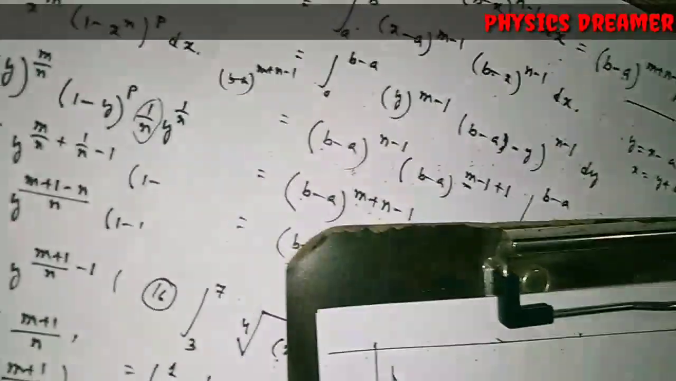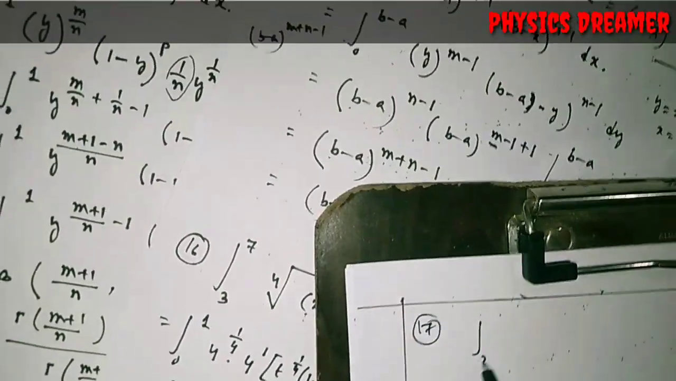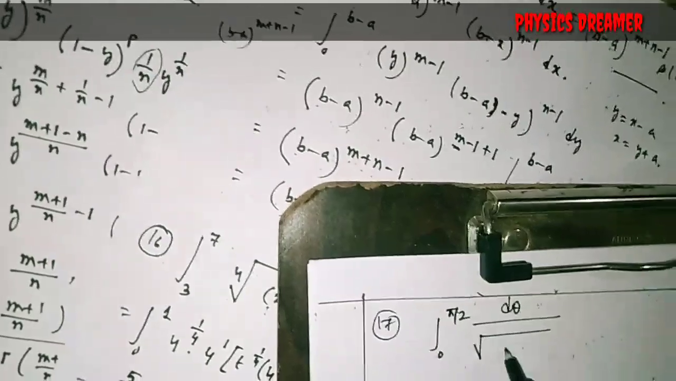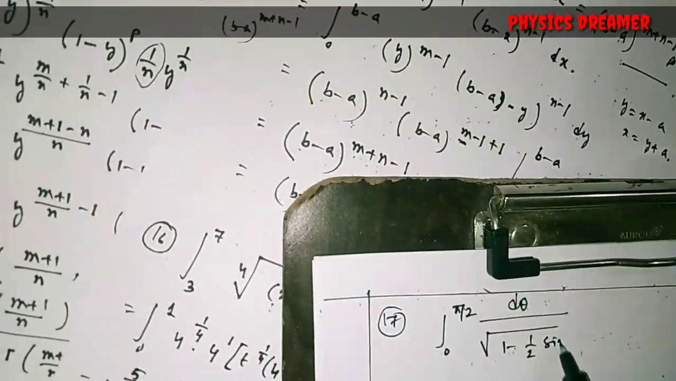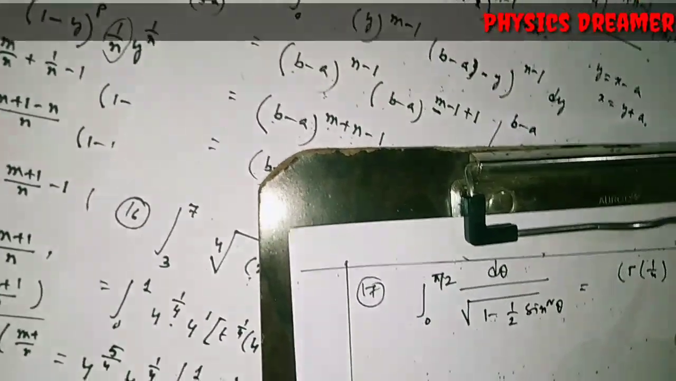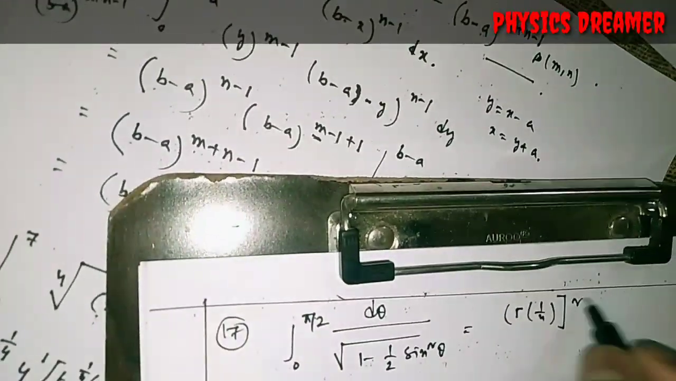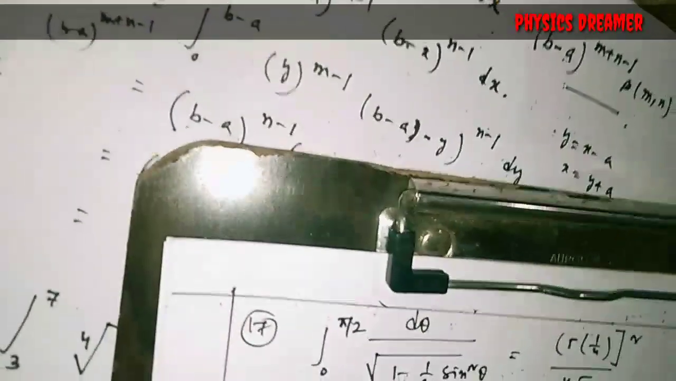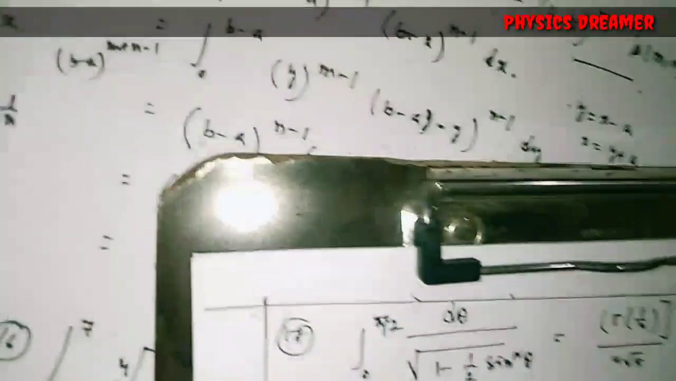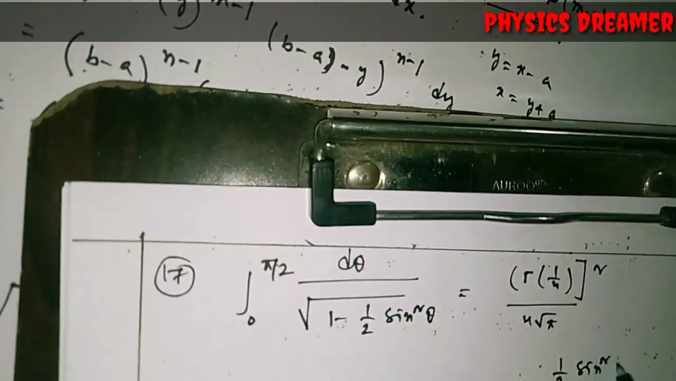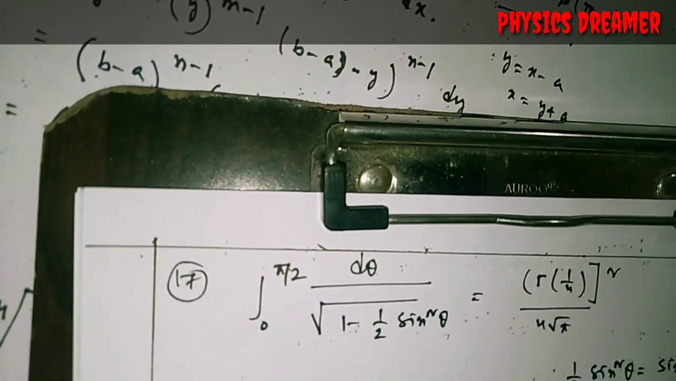Now I am going to the next problem, 17. Here it is given that the integral from 0 to pi by 2 of d theta by root over of 1 minus 1 by 2 sin square theta equals gamma of 1 by 4 whole square by 4 root pi. I am here considering 1 by 2 sin square theta equal to sin square phi.